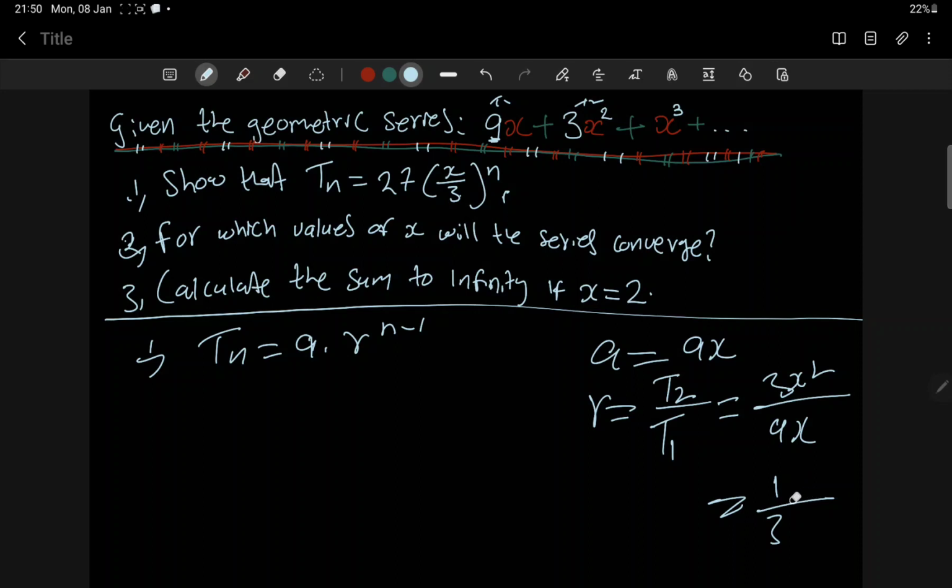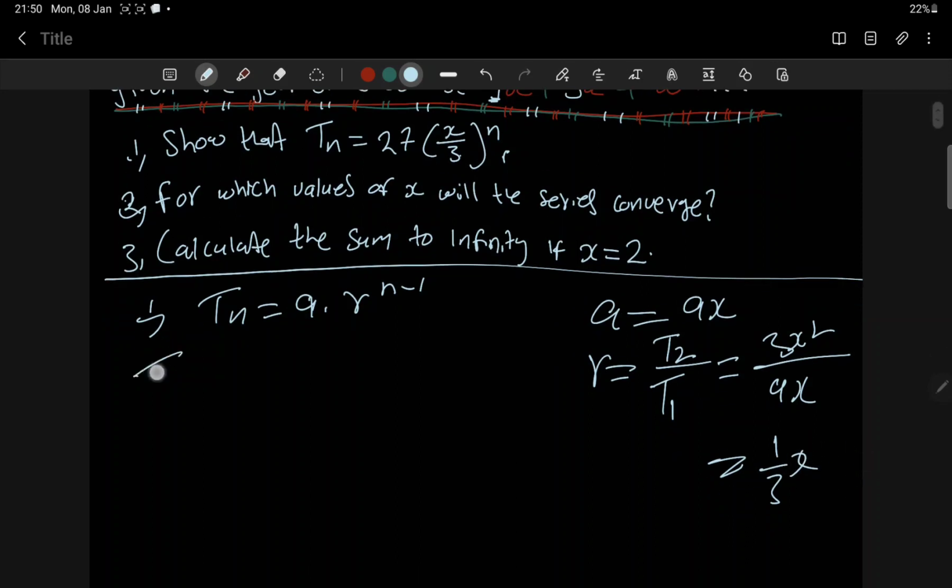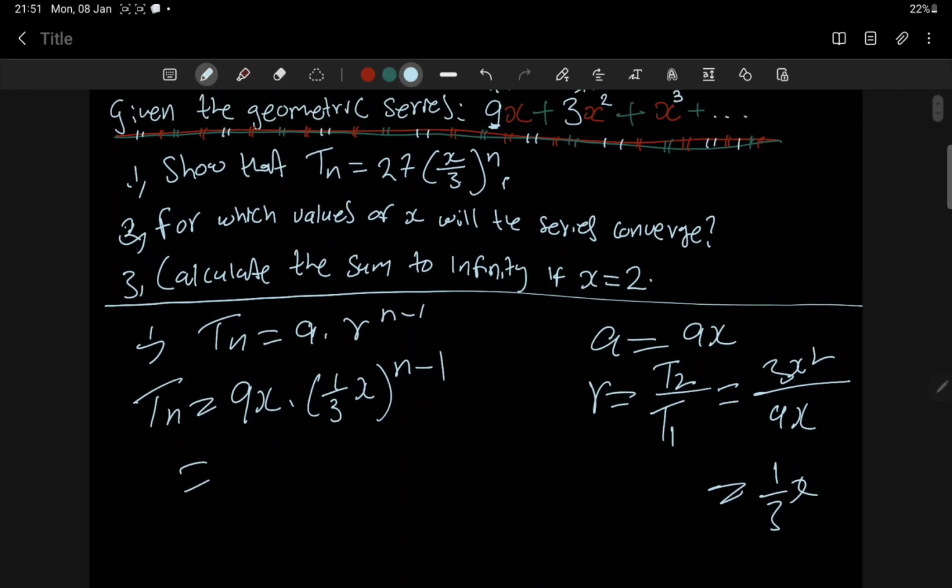So r is 1 over 3x. Then apply to the formula: Tn equals, for a, 9x, times r, 1 over 3x, to the n minus 1. Okay, then how do we make this expression the same as this one?